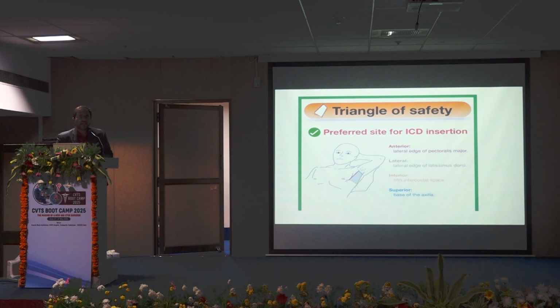ICD insertion is very crucial because nowadays not only surgeons, but also physicians and ER people who are non-surgical are putting ICDs at most centers, and many complications are arising. It is not only the site of the ICD that is important, the technique is very important too, and they need at least minimum surgical skills to put an ICD. The preferred site for ICD insertion is bounded anteriorly by the lateral edge of pectoralis major, posteriorly by latissimus dorsi muscle, inferiorly by the fifth intercostal space, and superiorly by the base of the scapula. It is kept in the mid-axillary line at the level of the nipple.